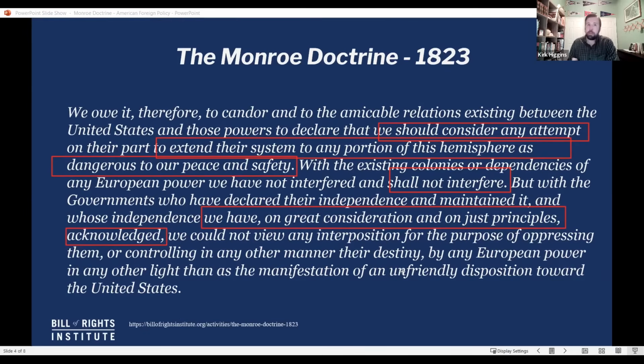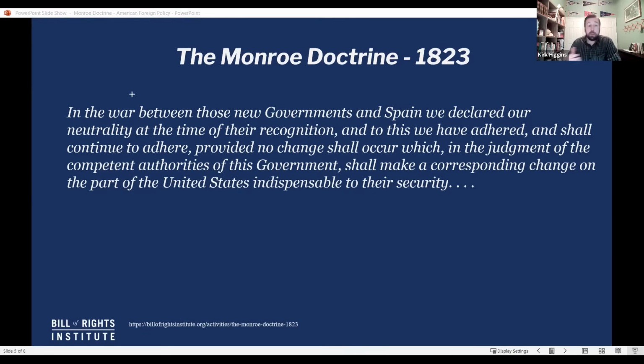And if you threaten them, you're threatening the United States. All right, so he goes on to say, "In the war between those new governments and Spain, we declare our neutrality." So again, these new countries are former colonies of Spain who are rebelling against the Spanish government. We're declaring our neutrality. We're not getting involved. "And at the time of their recognition, to this we have adhered." So we declared neutrality when it first started, and we have adhered, meaning we have stuck to it.